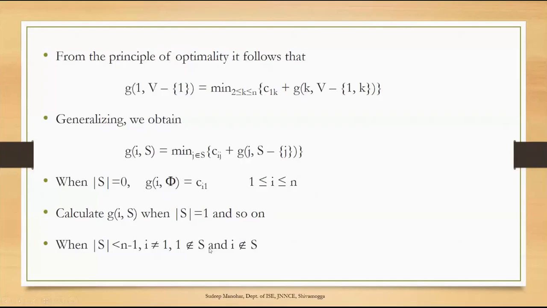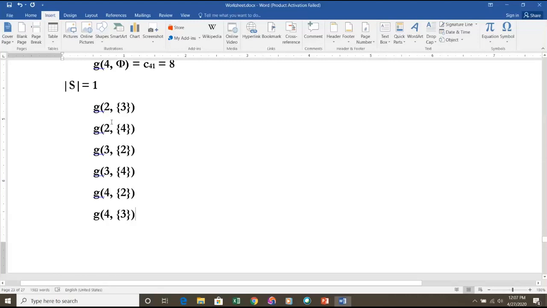See, when the cardinality of s is less than n minus 1, until it becomes equal to n minus 1, the starting vertex i should not be 1, and s should not contain vertex number 1. That is the rule. And one more: whatever starting vertex you have taken, that should not be in the set s. That means if you take 2 here, you cannot take 2 once again here. So it is 2 and 3, 2 and 4. 2 comma 2 is not allowed.